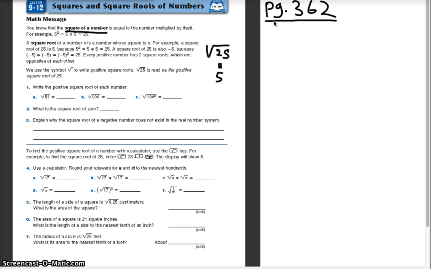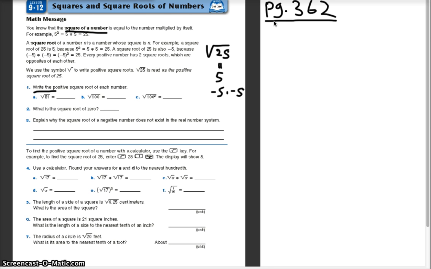So here it says write the positive square root, because a negative could be possible too. It could be negative, because we could say negative 5 times negative 5. And remember, a negative times a negative also equals a positive. But we're not really going to deal with that so much when we're talking about the Pythagorean theorem. But good to know.